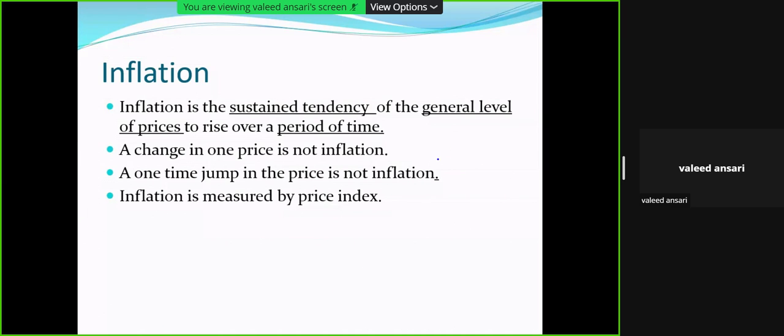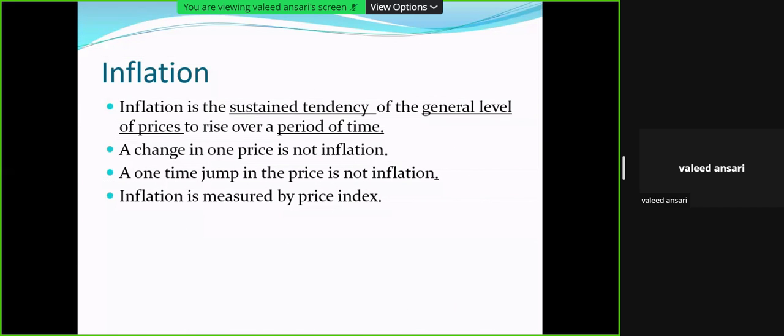I welcome you all. Today I'm going to discuss inflation, and this is the last topic in this course. First, I will take a definition of inflation, and I will explain how inflation is measured, namely using the wholesale price index. Then I'll discuss the types of inflation, and the causes of inflation. In the last part of my lecture, I will discuss the impact of inflation and the policies that government can adopt to contain inflation.